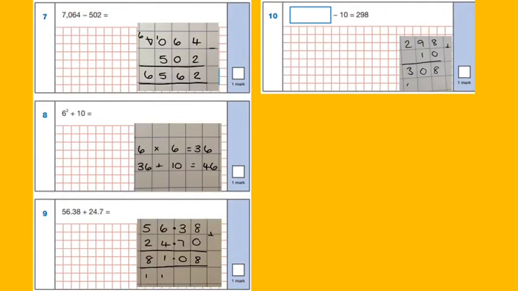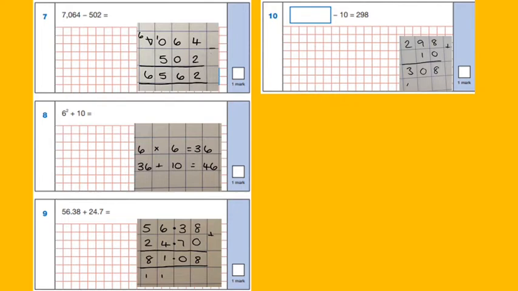Alright, number 7, we've got 7,064 subtract 502. I've used simple column method to do this. 4 take away 2 is 2, 6 take away 0 is 6, 0 take away 5 I cannot do, so I've exchanged from the 7. That becomes a 6, and then I move down my 1 place value, so I now have 10 take away 5, which is 5, and 6 take away nothing, which is 6.